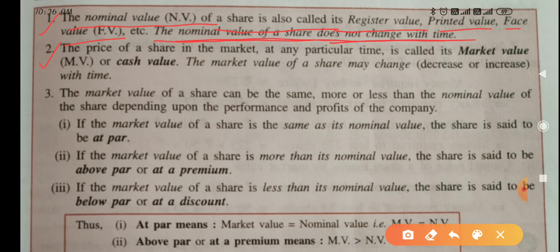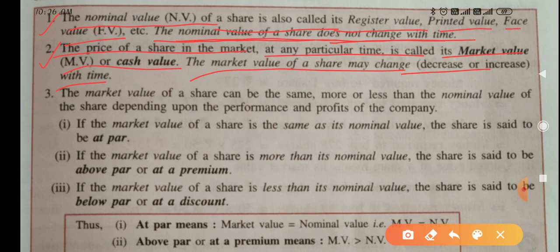Next point is, the price of a share in the market at any particular time is called the market value, MV, or cash value. Market value of each share may change, meaning it may decrease or increase with time. Now what is this market value? Suppose that the company has 1 lakh shares, and all the people have purchased all 1 lakh shares, and now the company is not having any share with it. You can suppose all the shares are with the people.